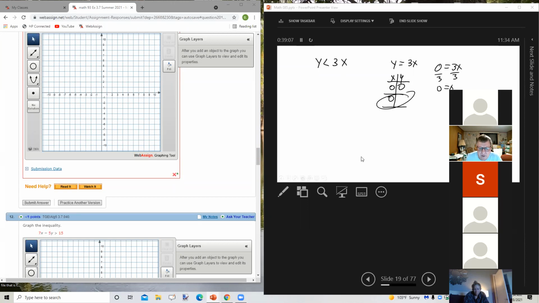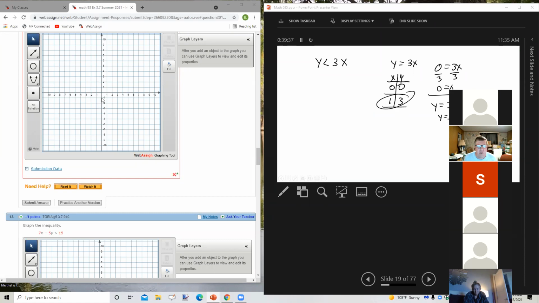So how about, let's see here if I can access my eraser, and we'll just erase that and come back here. How about if we use 1? So if X is 1, Y equals 3 times 1, Y equals 3. Okay, so I've got two ordered pairs, 0, 0, 1, 3. My point being, if you pick some values and you can't get two different points, pick a different value.